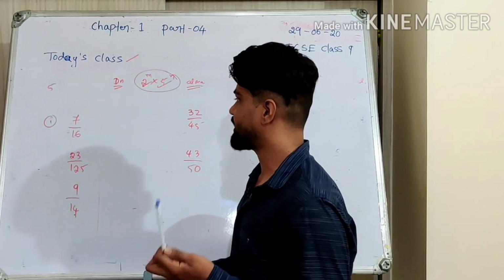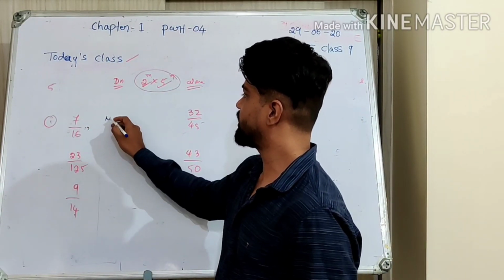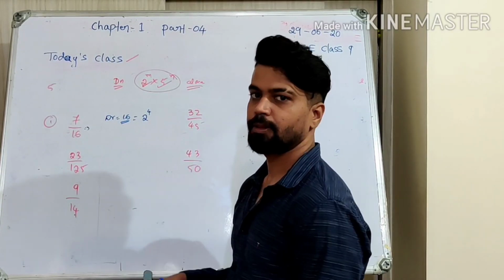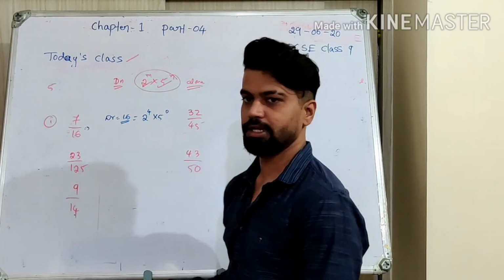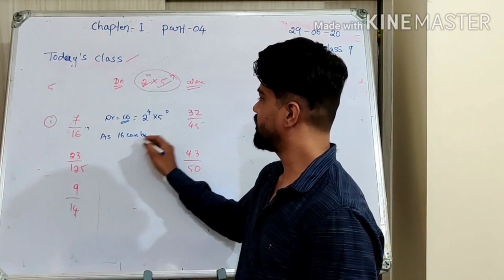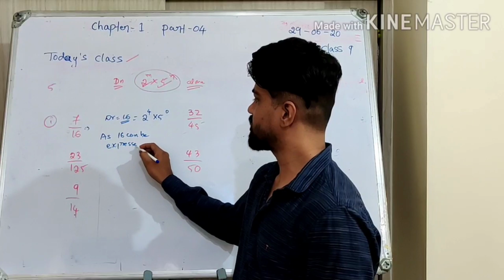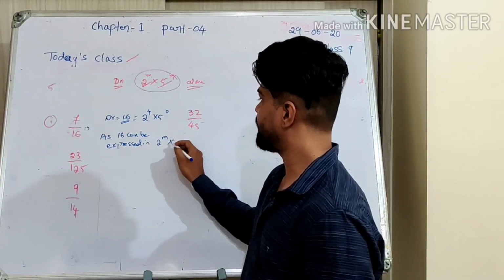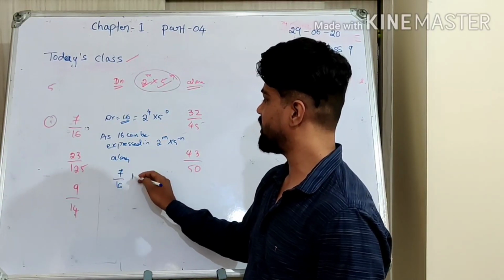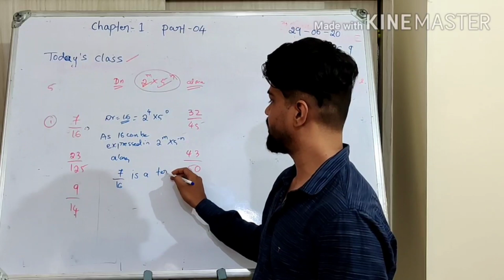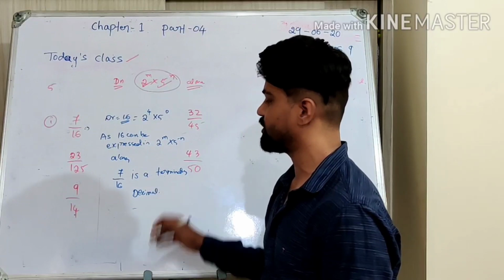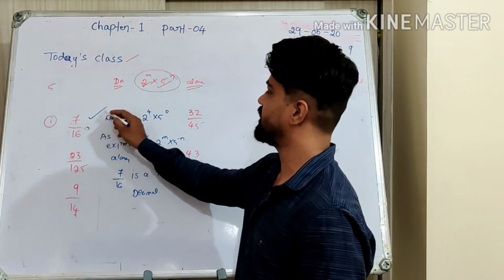Okay, so now check the denominator for this. So denominator is 16, right? So 16 can be written as 2 power 4, and 5 power what is there now? Nothing is there, so 5 power 0. So as 16 can be expressed in 2 power m into 5 power n alone, 7 by 16 is a what kind of decimal? Terminating decimal. So we don't want to find the value, we just have to check is it terminating decimal or not. Yes, it is a terminating decimal.